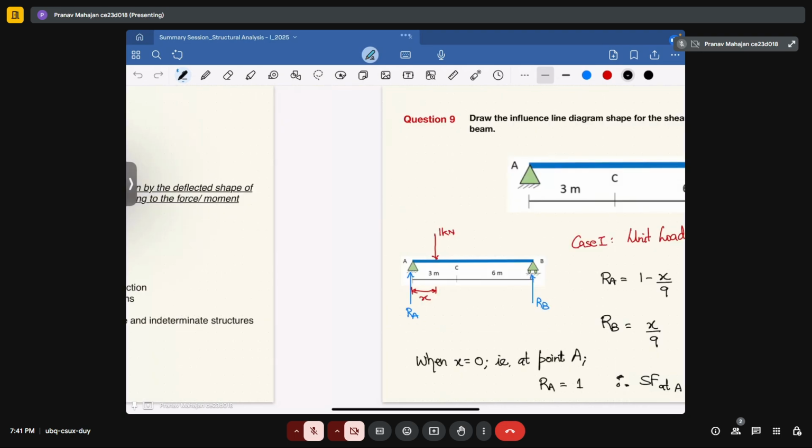Let's see a few problems related to that. In this, a beam of length 9 meters is given to you. No external load is applied, and you are expected to draw the influence line diagram shape for the shear force about point A. So now you are expected to calculate the shear force about point A. Then how will the influence line diagram look?